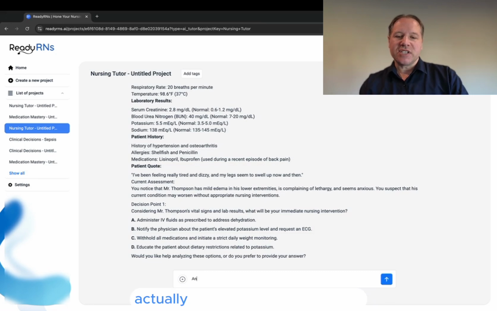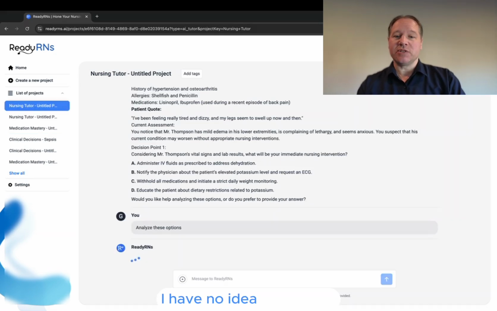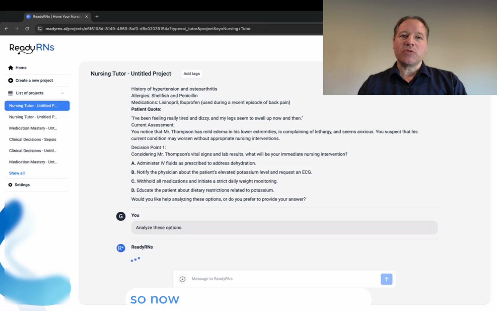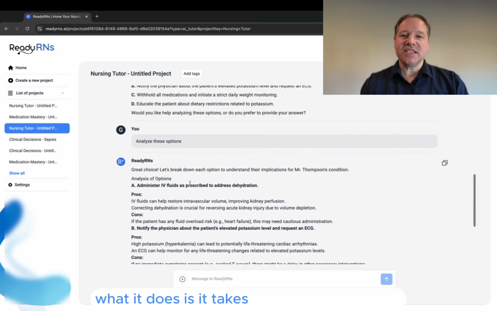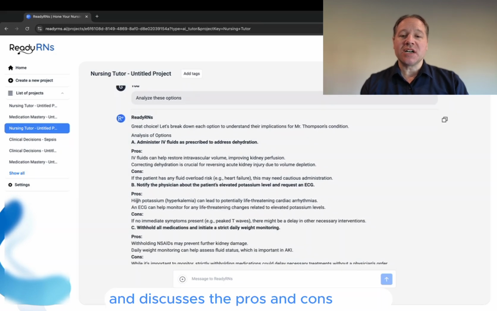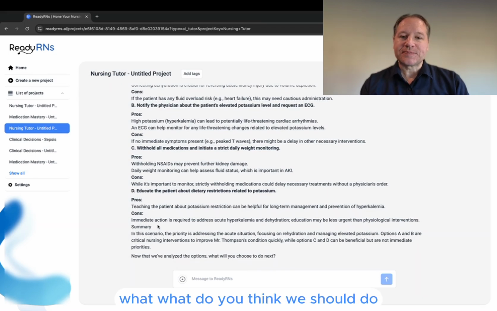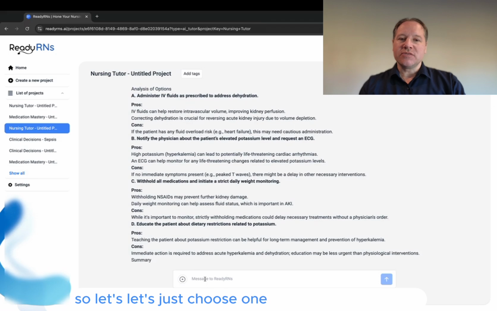And actually, let's get some more help. Let's analyze these options. Let's say I'm brand new to nephrology. I have no idea what to do. So now we get to have a little help. What it does is it takes each of those options and discusses the pros and cons of each. So you can see that. And then it asks you, well, what do you think we should do? So let's just choose one.